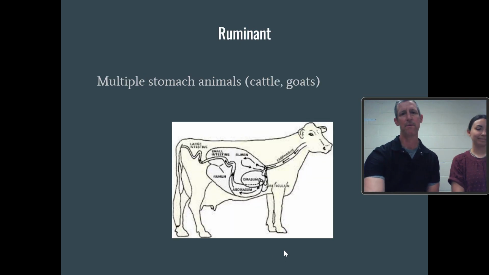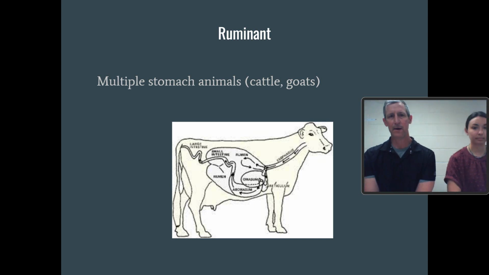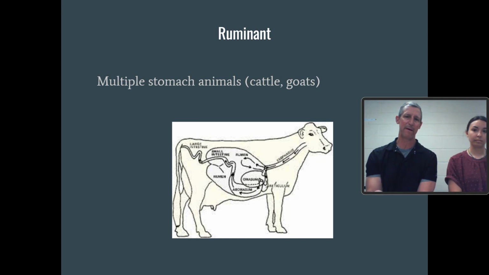All right. Now we're going to move into some terminology that we use in agriculture, referring to animals' digestive systems and the food that they eat. We're going to start off with the ruminant, and ruminant is a multiple stomached animal. This means that they have chambered stomachs, and a cow is a perfect example of this. They actually have 4 different stomachs. You can see in this diagram, they have the rumen, the omasum, the abomasum, and the reticulum. Those 4 stomachs make up their whole stomach.